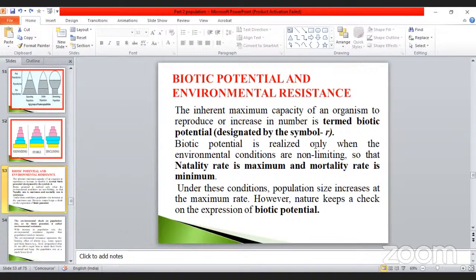Biotic potential is realized only when the environmental conditions are non-limiting, so that natality rate is maximum and mortality rate is minimum. Why do they say that? You are getting more food, all the resources for your living process, and survival fitness is very good in the atmosphere. It means you can reproduce more, five or ten children, isn't it?